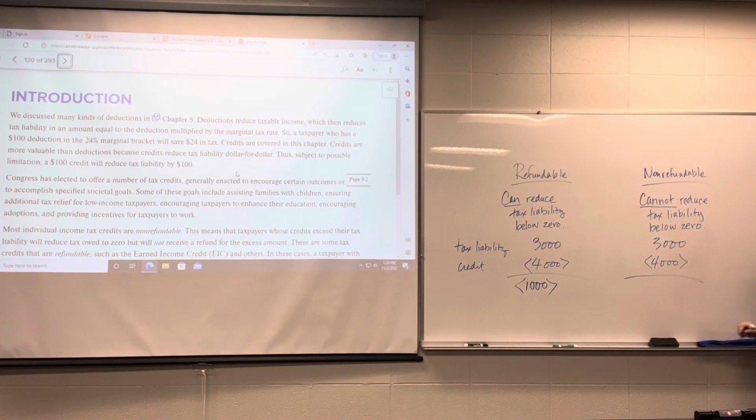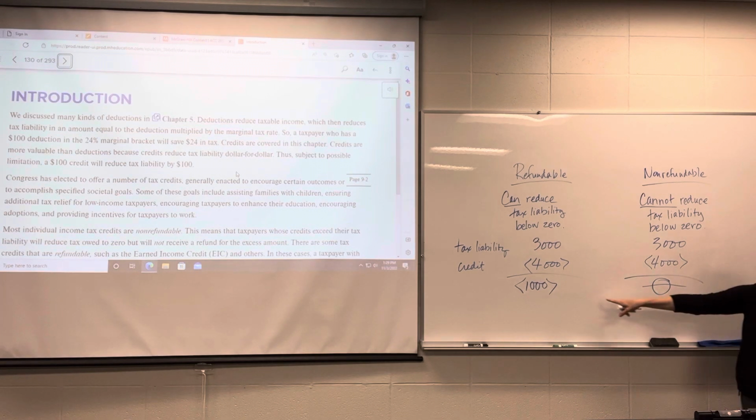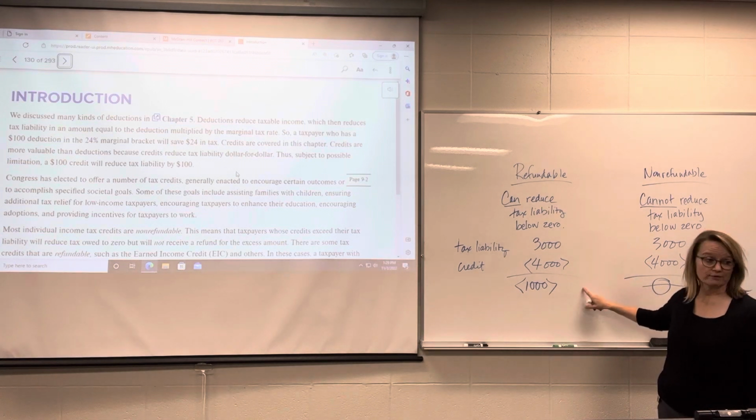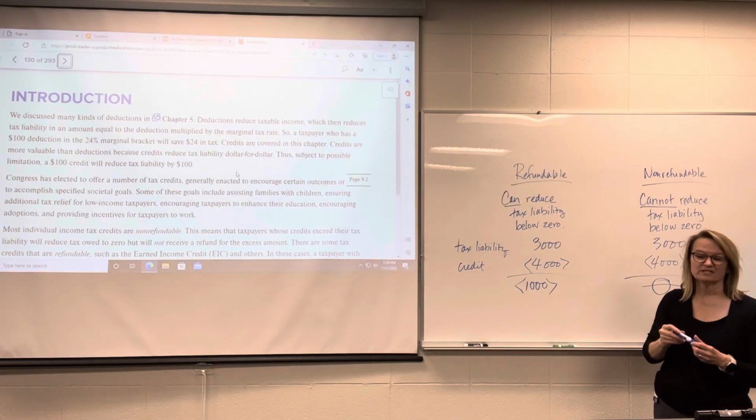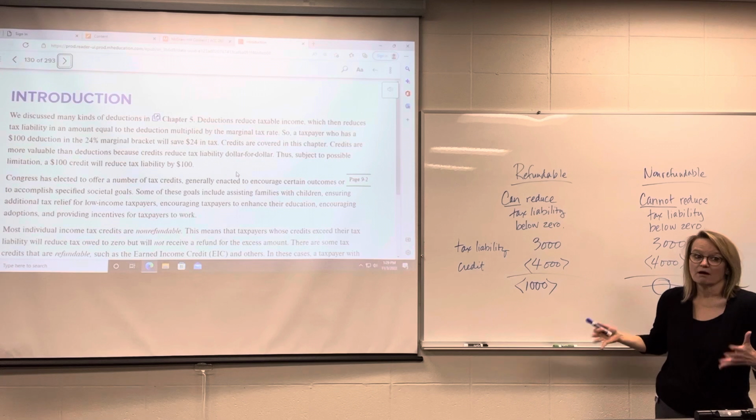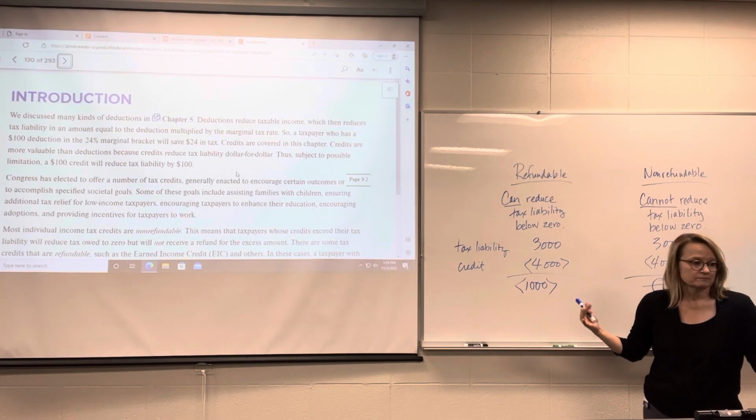For a non-refundable, you lose out on that extra $1,000. You don't get the full credit because your tax liability wasn't high enough for it. So it absorbs all of the tax liability, but not more than that. Whereas with a refundable credit, it can absorb more than the tax liability that you have. So essentially you're getting money back that you didn't even owe. Free money.